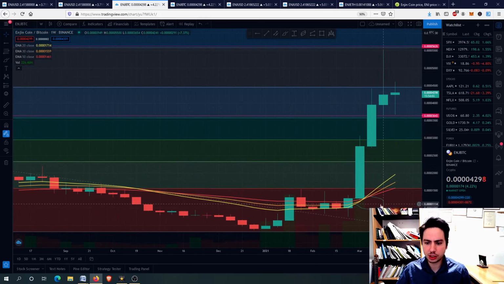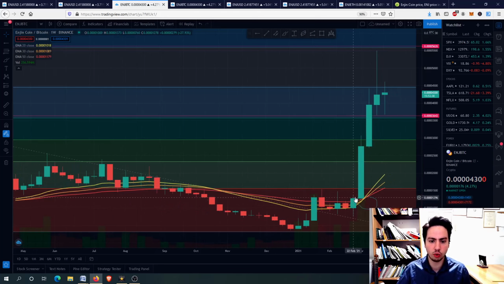So I circled this point just to show you that the 50-day EMA crossed the 30-day EMA and the 20-day EMA, with the yellow line. When this happens, this is a signal that we have a pump up in the price action. When the 50-day EMA goes beyond the 30-day EMA and the 20-day EMA, we will see a huge pump up for this coin, and we saw that.